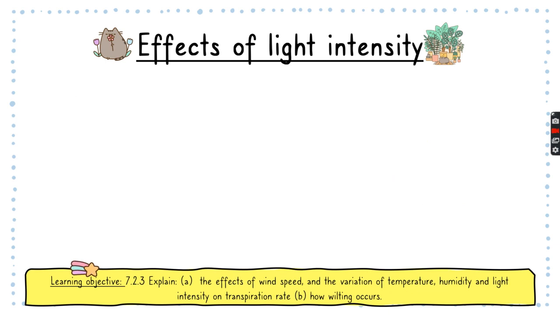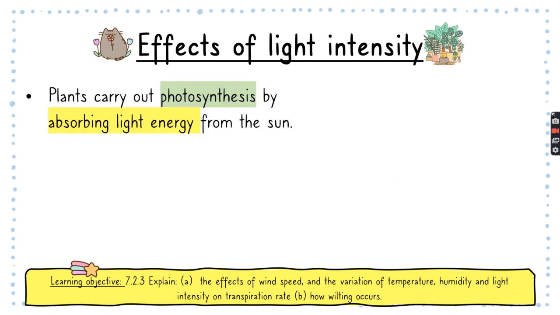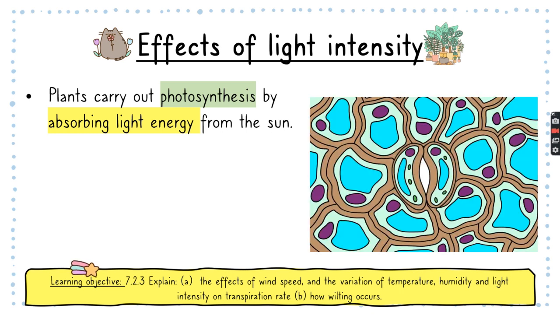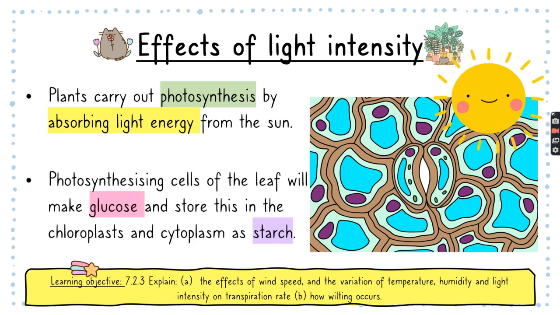Now let's look into light intensity. Plants carry out photosynthesis by absorbing light energy from the sun. And as photosynthesizing cells of the leaf make glucose, they're going to store this in the chloroplast and the cytoplasm as starch. And in the lower epidermis, guard cells can carry out photosynthesis because they are specialized cells and they are the only ones in the lower epidermis that actually have chloroplasts.